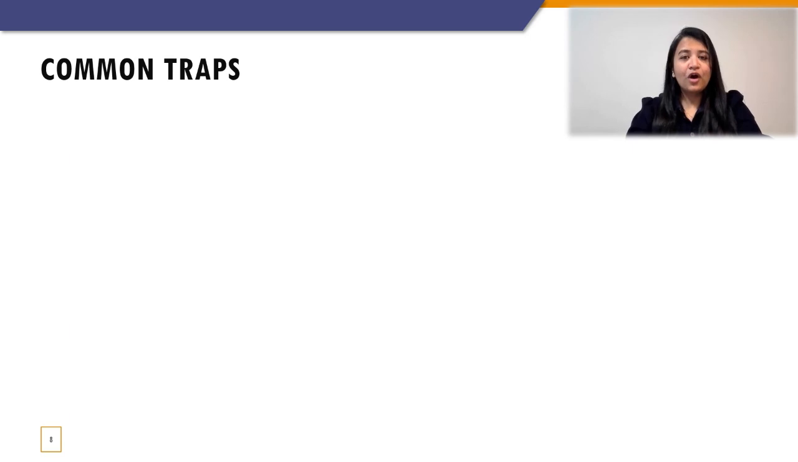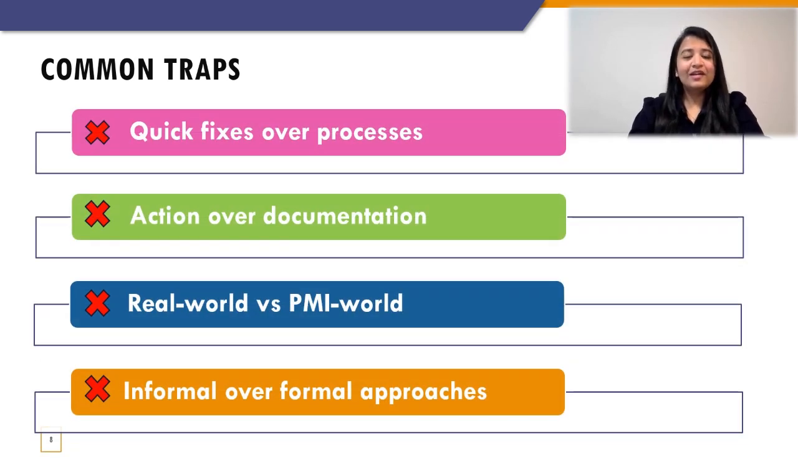Let's look at some of the common traps that are going to be a part of each question that you would be asked on your exam day. So now the first one I have over here is quick fixes over processes. Choosing quick fixes over proper processes is the most asked kind of question. This solution is going to be much faster to perform, but it's actually not right from PMI's perspective or from the ideal PMI case scenario.